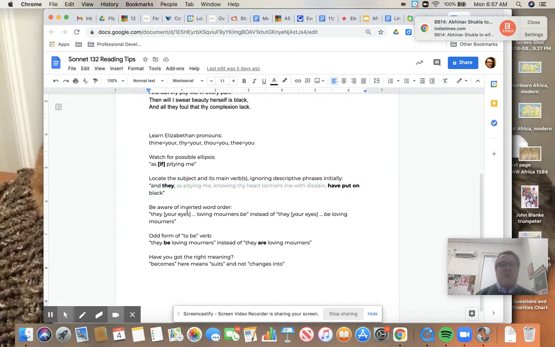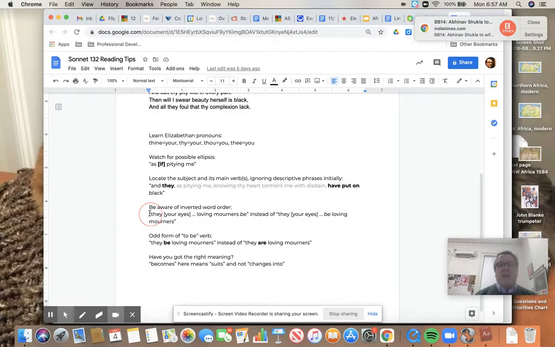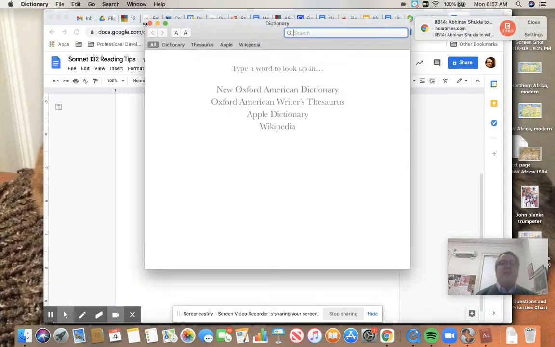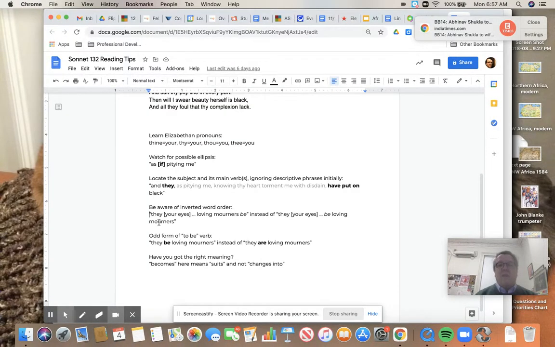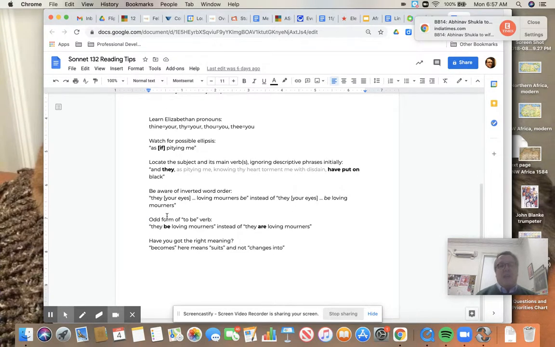Be aware of inverted word order. They loving mourners be instead of they be loving mourners. Sometimes you'll encounter an odd form of the to be verb. They be loving mourners instead of they are loving mourners. And make sure, ask yourself whether you've got the right meaning. If the meaning of a word like becomes doesn't seem to fit, try out some other possibilities. Becomes here means suits and not changes into.